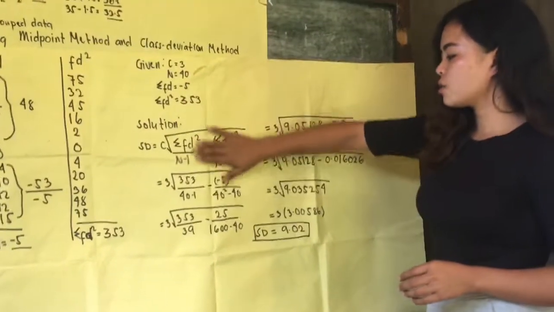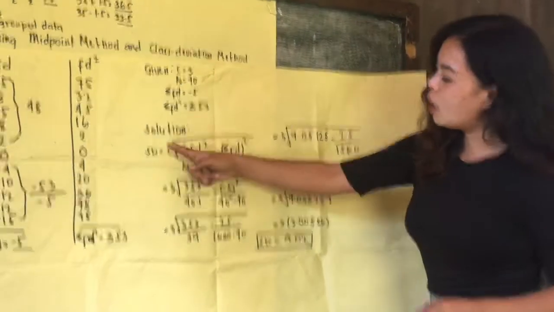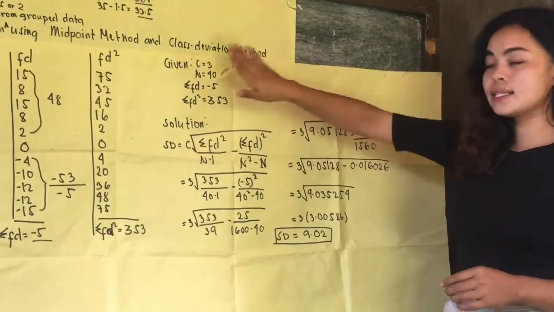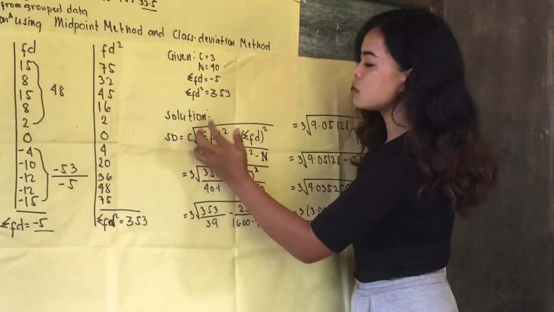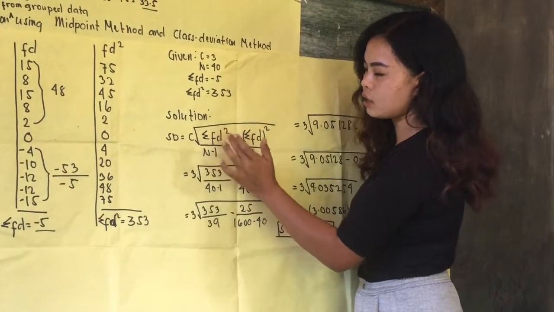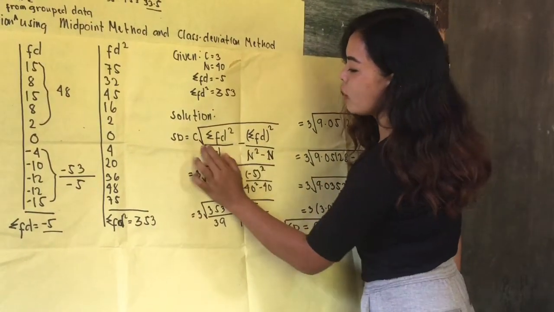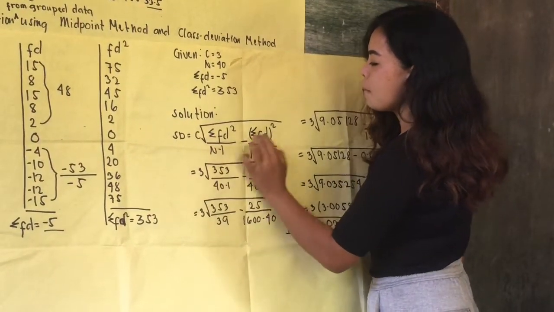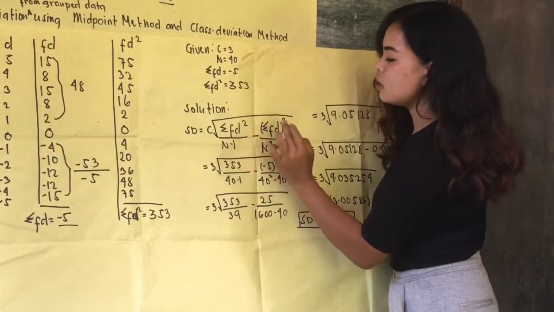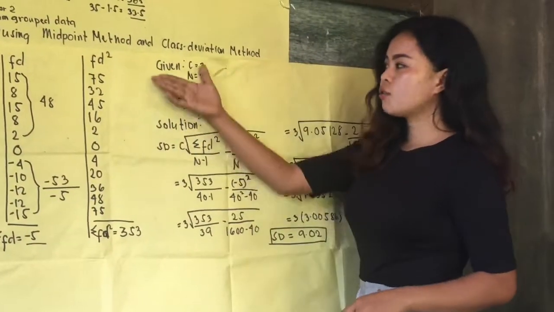So finally, we are to work on our computation. This one is our formula for the class deviation method. SD is equal to C, remember, C stands for the class interval, times the square root of summation of FD2 divided by N minus 1, minus summation of FD squared divided by N squared minus N. But before that, remember to write first the given.